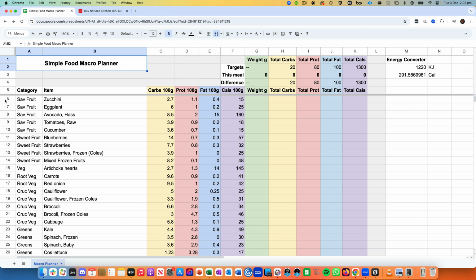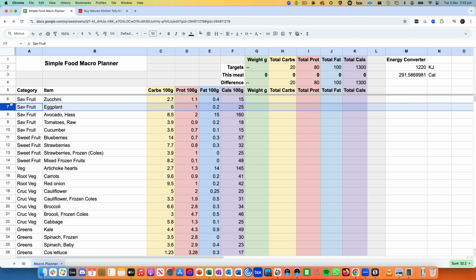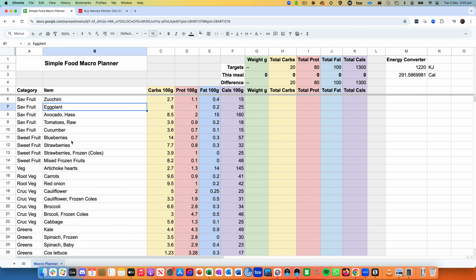You can see I've got one row per ingredient. Some of these ingredients are fresh, and some have a label and are packaged. For all of the packaged ingredients, the nutritional information is always coming from the label. But for all of the fresh ones, I'm usually using a national database to get this information. For each ingredient, I have the amount of carbs, protein, fats, and calories per 100 grams. And then I can just add in how much of each ingredient I'm using.